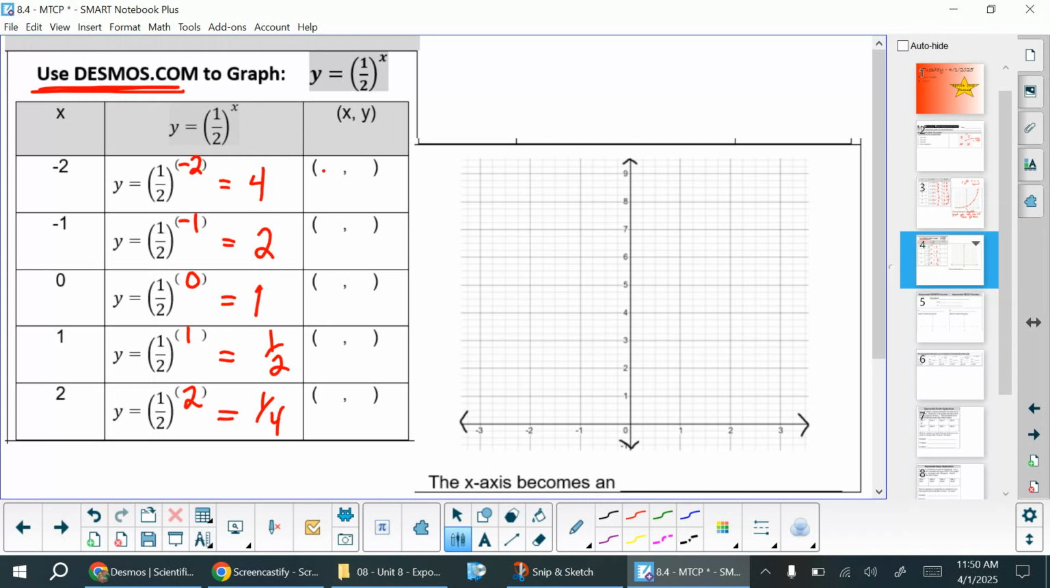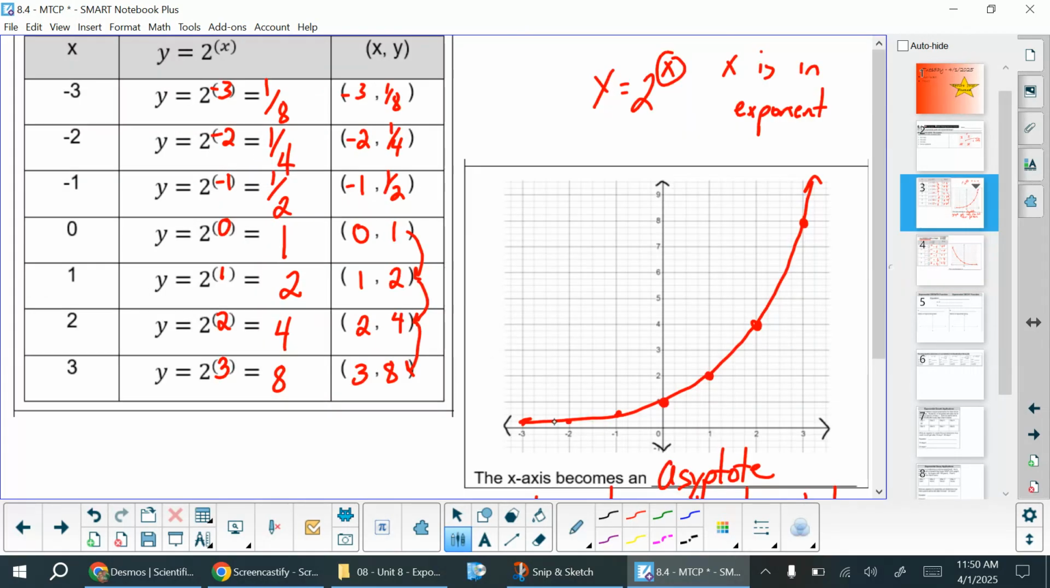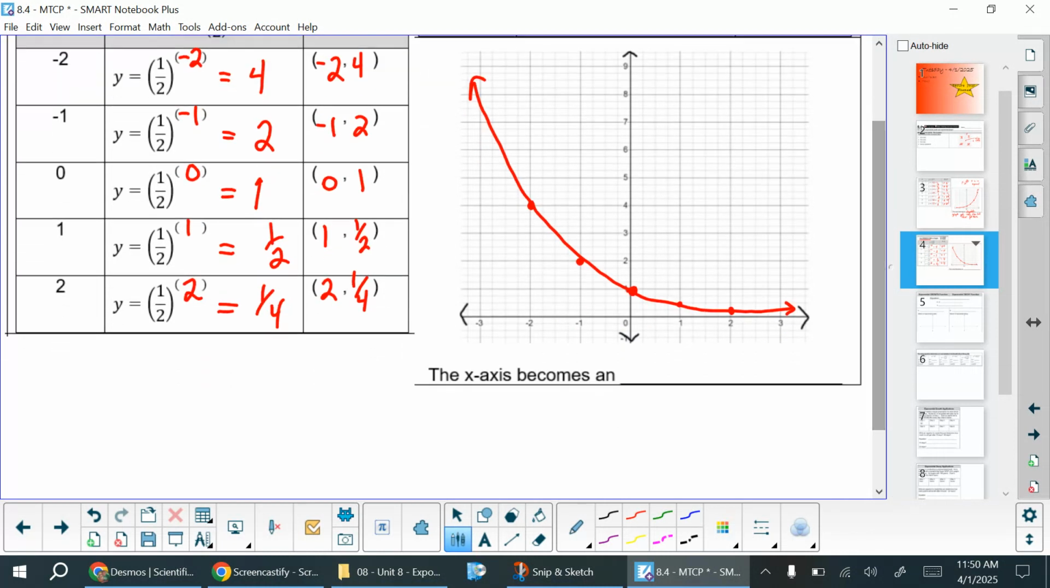And so when I graph these, -2, 4, -1, 2, 0, 1, 1, 1/2, 2, 1/4, and I'll graph them all here. There's my positive ones. There's my negative ones, and you can see my graph should look something like that. And so the same kind of thing happens, right? It's just a mirror image. Instead of on this graph where it went up from left to right, on this graph it's going down. And so we still have that situation where we've got an asymptote at the x-axis.